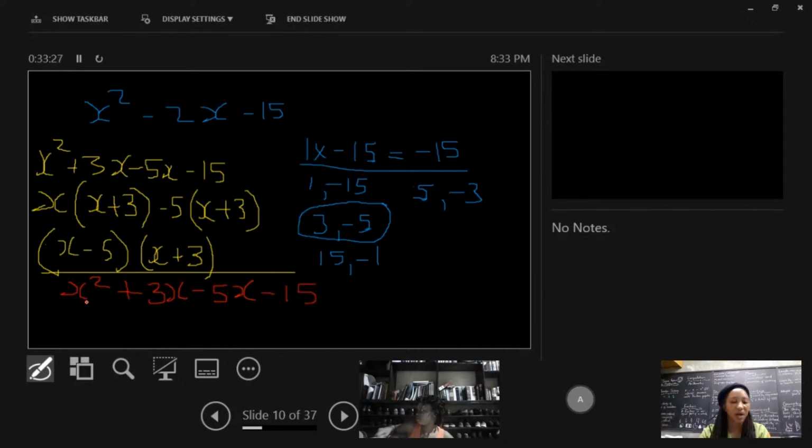I'm multiplying x and x to get x squared, and then x times 3 to get the 3x, and then negative 5 times x to get the negative 5x, and negative 5 times 3 to get the negative 15. All right, so what do I do from here? Then you combine the 3x and minus 5x. And that would give what? Negative 2x. So what would I write now? x squared minus 2x minus 15.